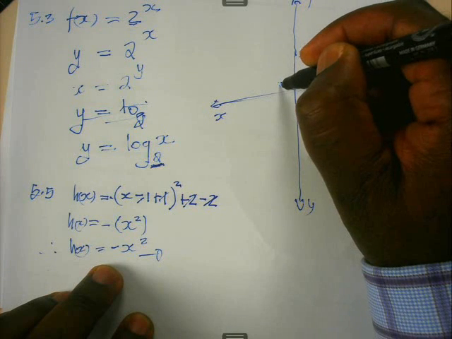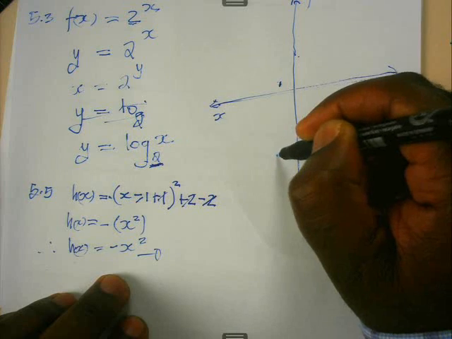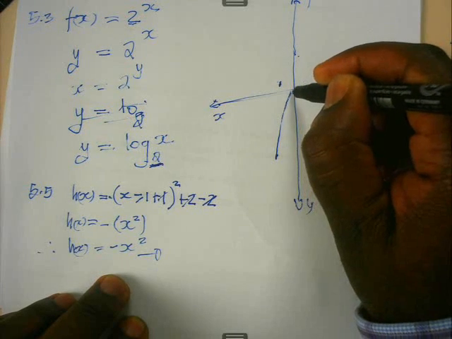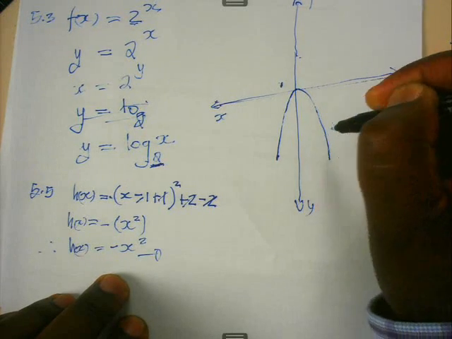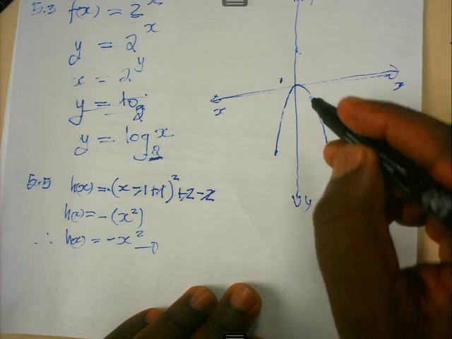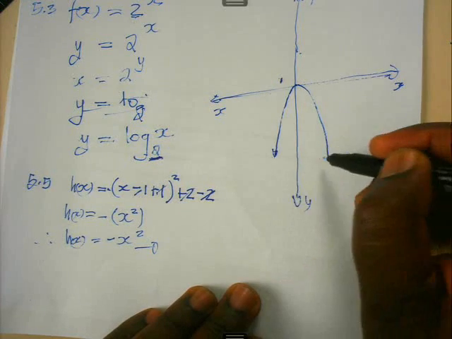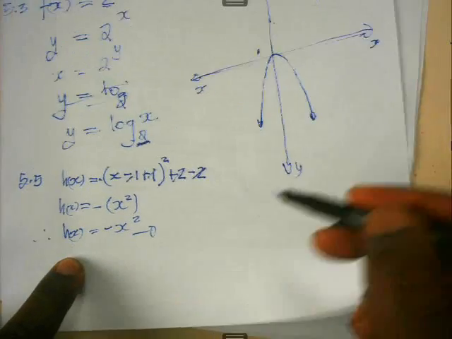So it means this graph tends to look like this. Remember, its intercepts with both x and y are 0. So this is how the graph defined by this equation is going to look.